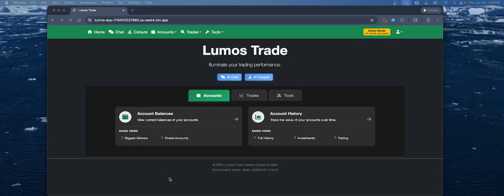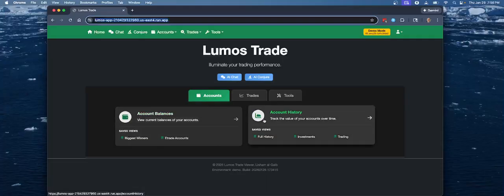So let's go ahead and dive in. I know about 4 minutes in, I want to dive into some of the features. So when you log in, you will see this homepage that will provide some different capabilities for you. First of all, you can view your account balances and account history over time. So let's talk about this first.